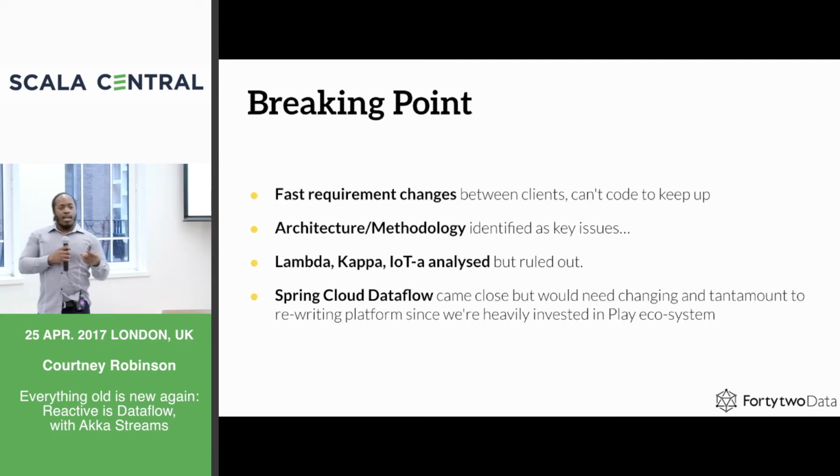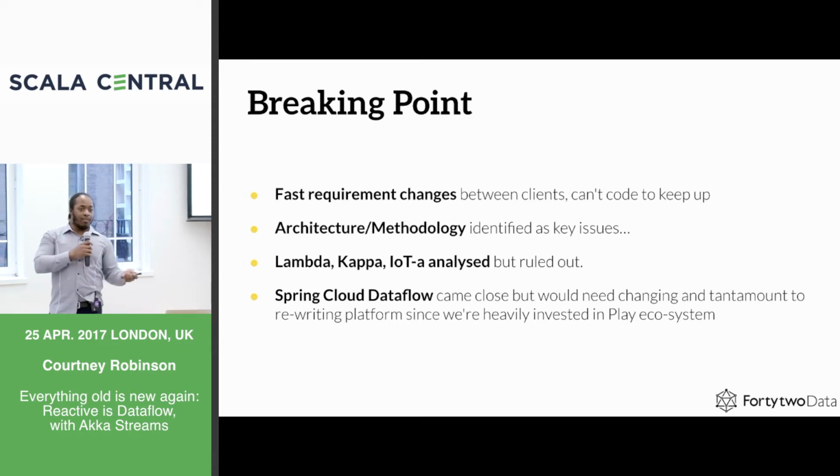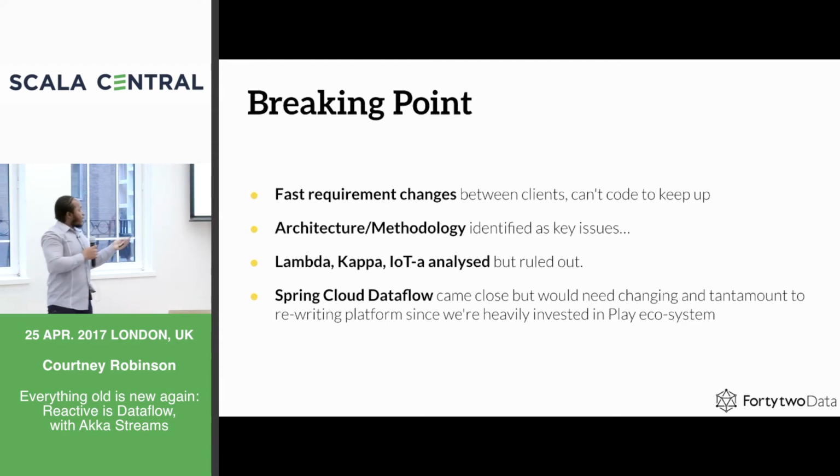But we are very heavily invested in the Play ecosystem. So adapting that would have practically meant rewriting most of the platform, if not all of it. So that's essentially what the talk is about tonight, and the kind of solution that we came up with for that.